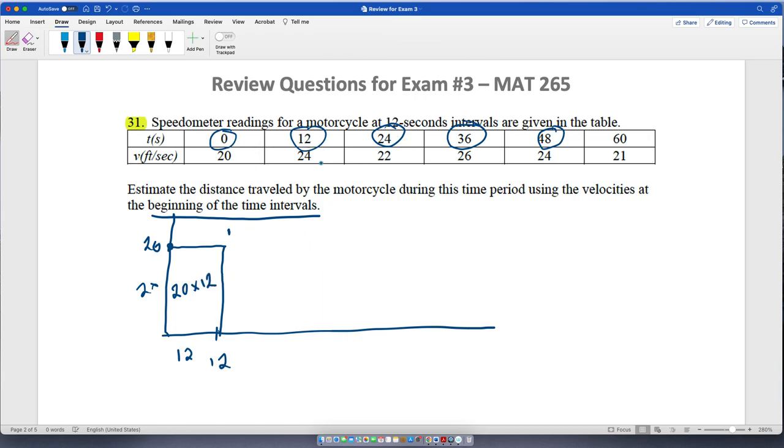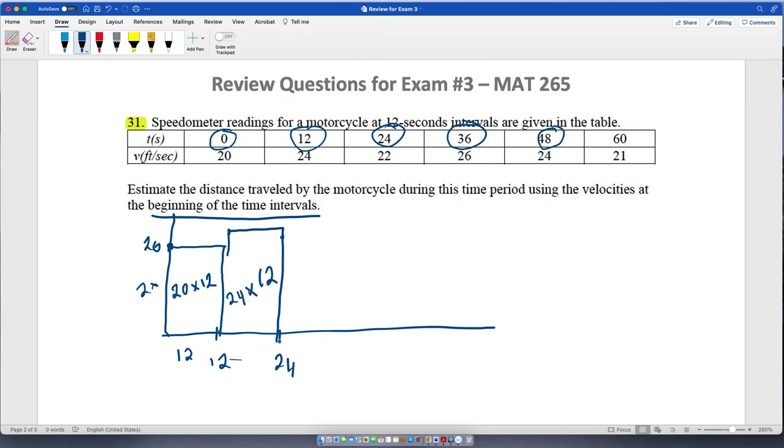And then the next one, we come out at 24. Wait a minute, did I get that right? Oh wait, yeah, here. It's at 22, so that'd be about here. But again, we use the starting, so we come over like this. Okay, so this is also going to be 12, but we use this height, so it's going to be 24.